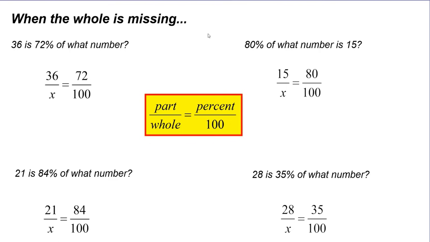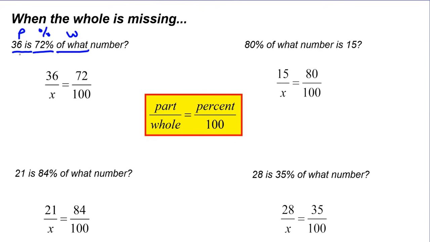So let's take a look at some examples. When the whole is missing, what do those problems look like? 36 is 72% of what number? So again, now we can see 36 is, this is the part, of what? We don't know the whole, and then the percent is easy to identify, 72%. So 36 is 72% of what?